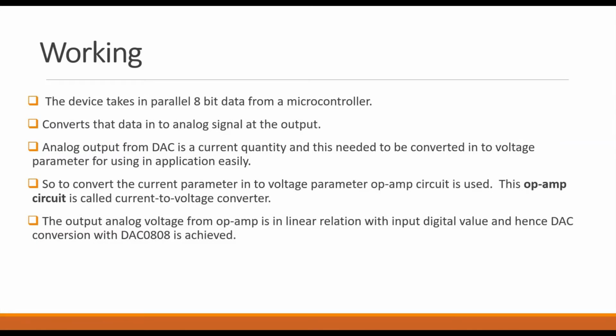So here you have described the working. This device takes in the parallel 8-bit data from the microcontroller. It converts it into an analog signal. That analog output is a current quantity. It needs to be converted into voltage. That conversion is done by using the current to voltage converter, that is the I to V converter. And this converter, an op-amp circuit, provides a linear relationship with the input digital value. So hence the conversion process is achieved.